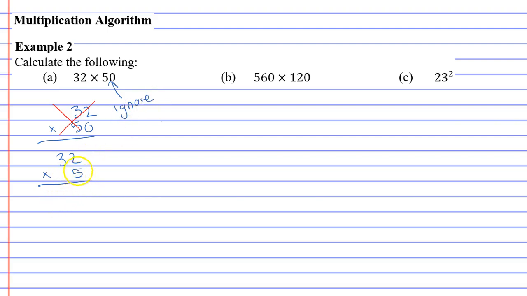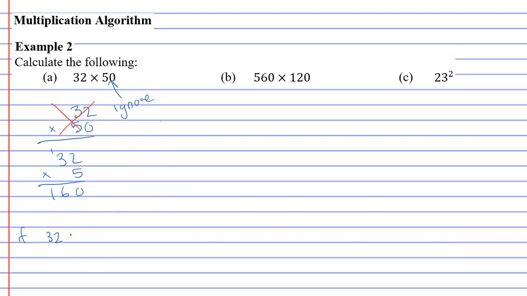Okay, so 5 times 2 is 10. Put down the 0, carry the 1. 5 times 3 is 15, plus 1 is 16. So we get 160. Now, if 32, whoops, I can't write 32. I'm going to have to try and write 35 for some reason.